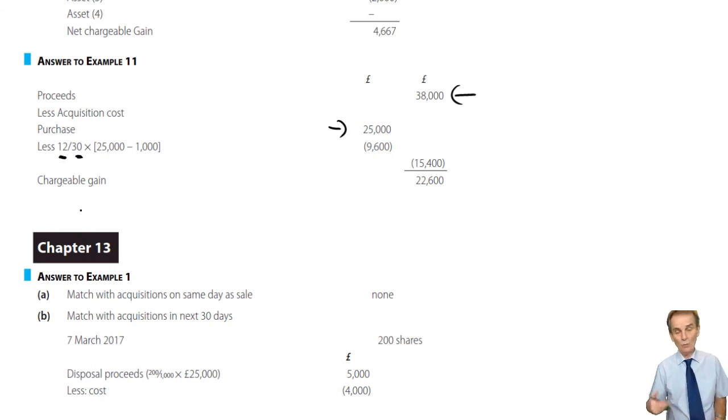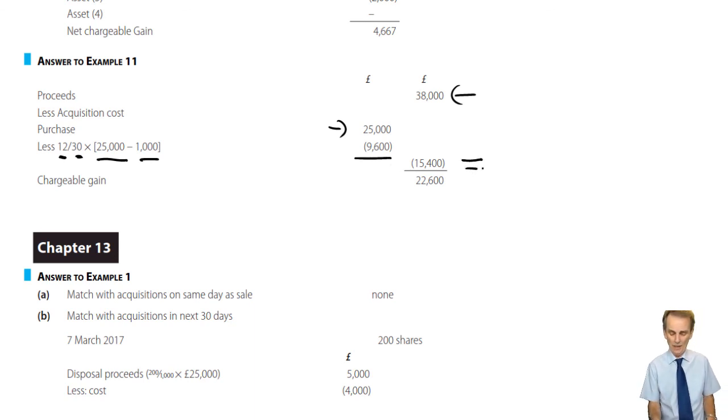We reduce our original cost by that part expended. But it's not just times the cost figure of 25, if there is any. Quite frequently in the exam questions there won't be, but we'd reduce that by any residual value. That would appear here to be 9,600. Take it away, and thus you have your allowable cost of 15,400. Take away from your proceeds of 38, and there is your chargeable gain.